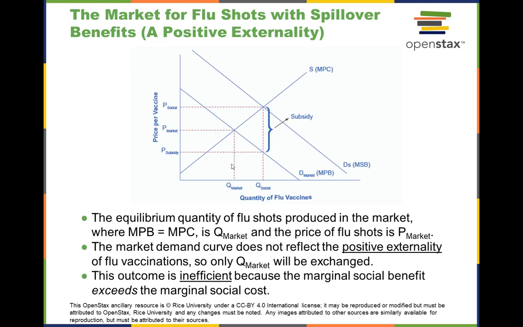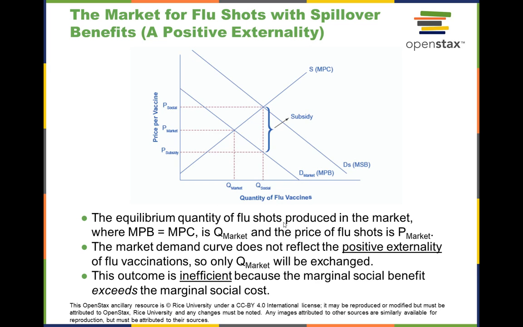So in the marketplace, the most efficient quantity produced is going to be here, just like this is the most efficient price. But for society, it makes sense for this much quantity to be produced, which is greater than what the marketplace might actually manufacture.